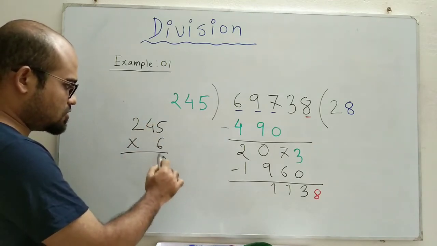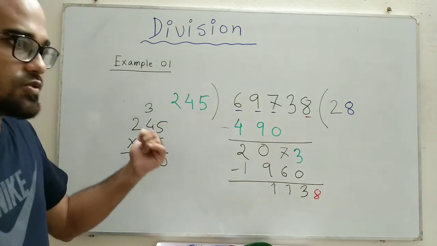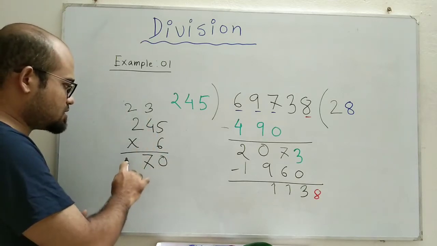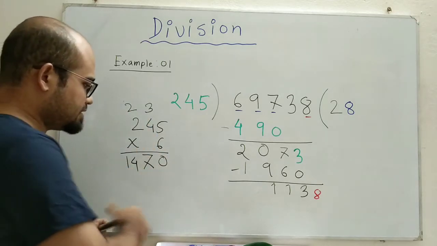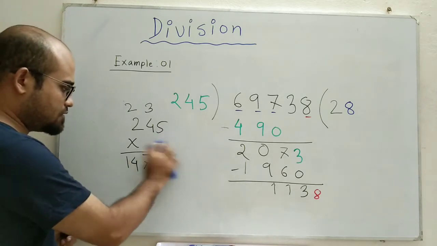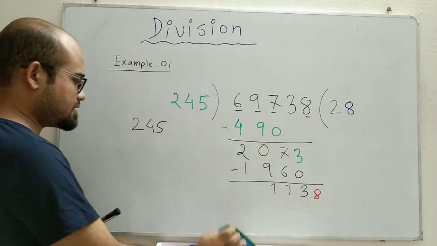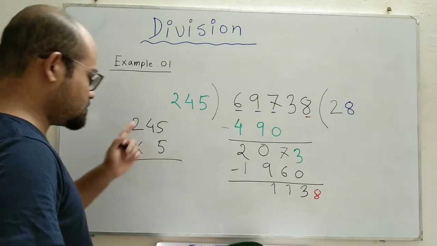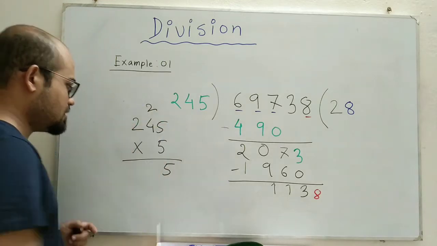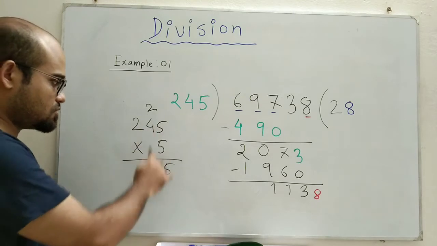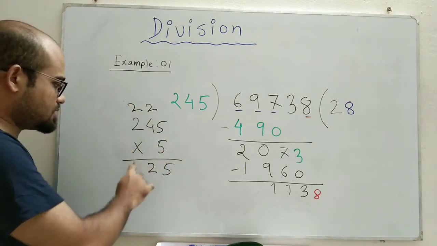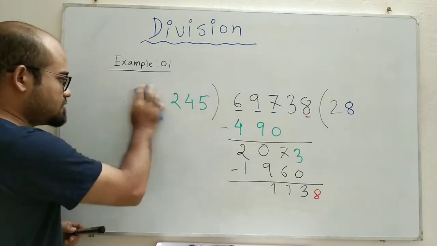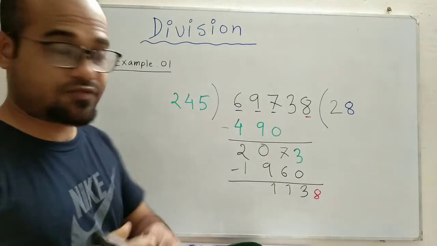6 fives are 30, 0, carry 3. 6 times 4 is 24. 24 plus 3 gives me 27, carry 2. 6 twos are 12 plus 2 gives me 14. Too big. I think 245 times 5 will do. 5 fives are 25, 5 carry 2, 5 fours are 20 plus 2, 22 carry 2, 5 twos are 10 plus 2, 12. No, still big. I think we will have to choose the one we had already rubbed out, 245 times 4.